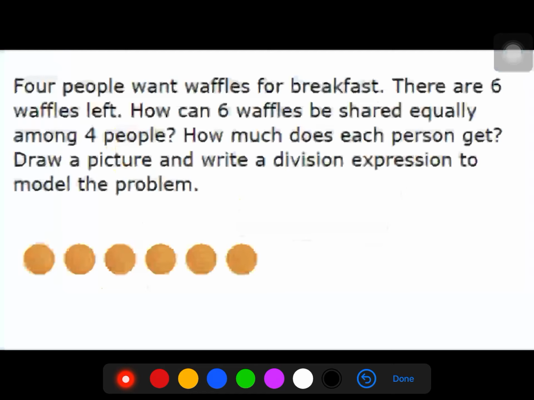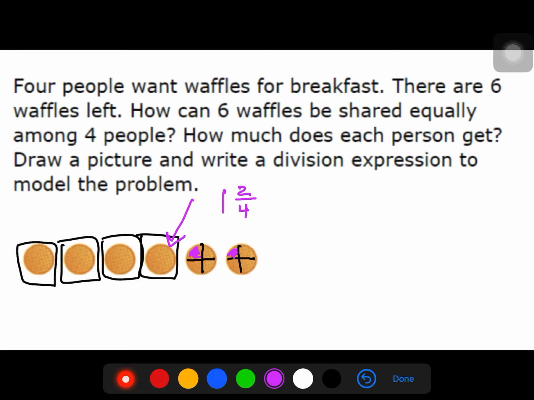Then what would you do with the last 2 waffles? I could cut each waffle into 4 pieces and give each person 1 piece. So everyone would get 1 whole waffle and 1/4 of each of the last 2. So they would end up with 1 and then 2 of the 4 pieces of the waffles that remained. So we know that 1 and 2/4 could be reduced because 2 and 4 could both be divided by 2, and each person could get 1.5 waffles.